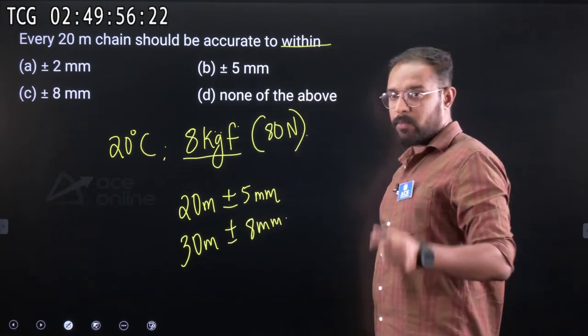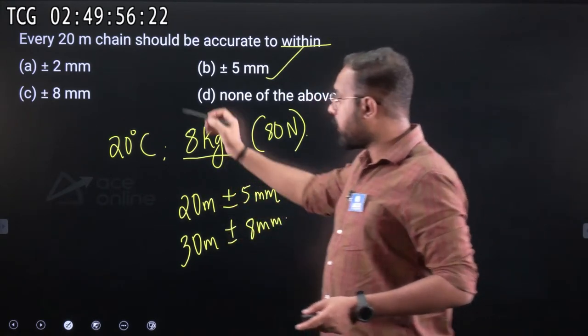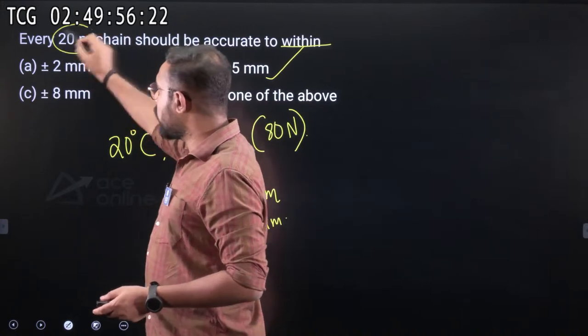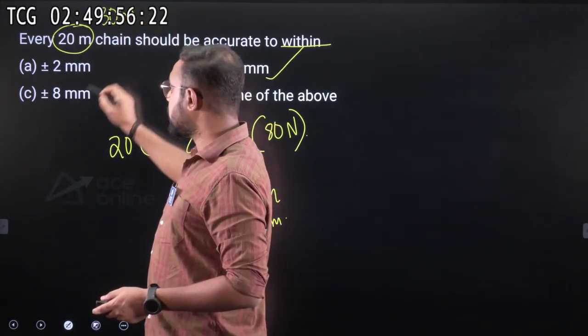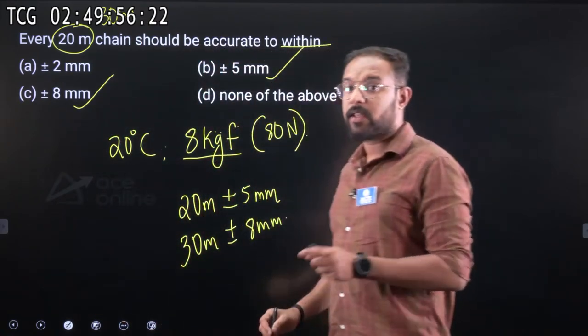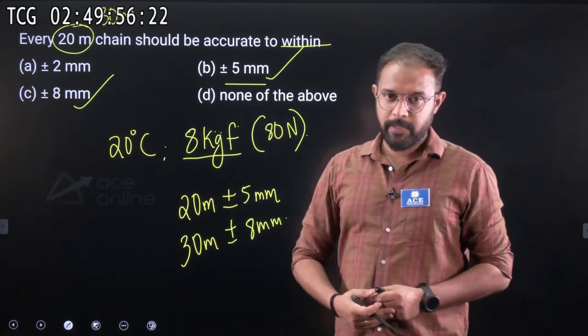So these are the allowable limits. So look, here our answer is plus or minus 5 mm. Why plus or minus 5? Because they are asking you for 20. But if they ask you for a 30 meter chain, what is the answer you will take? Plus or minus 8 mm for 30. If 20 is what they are asking, I will go for option B.